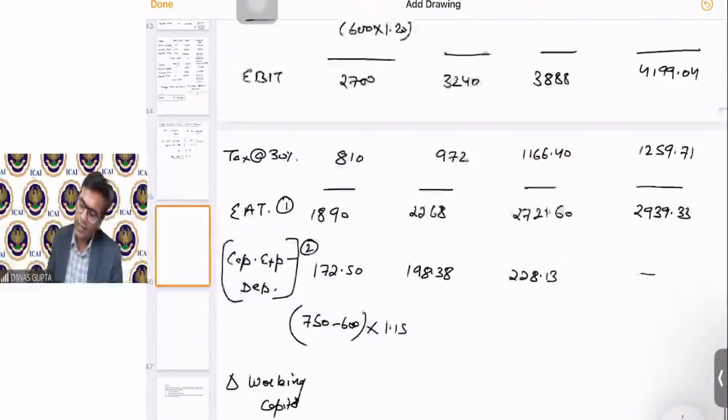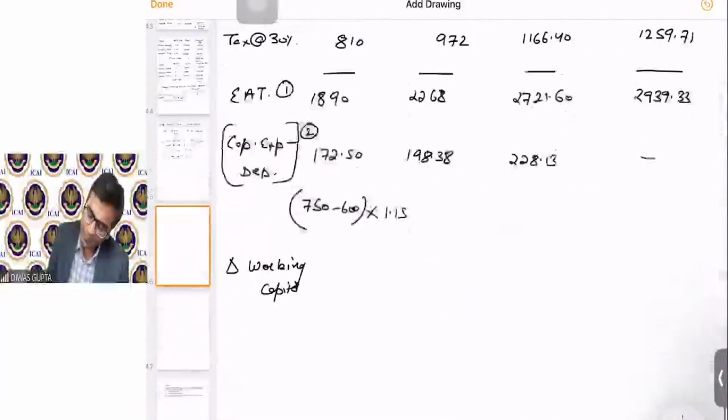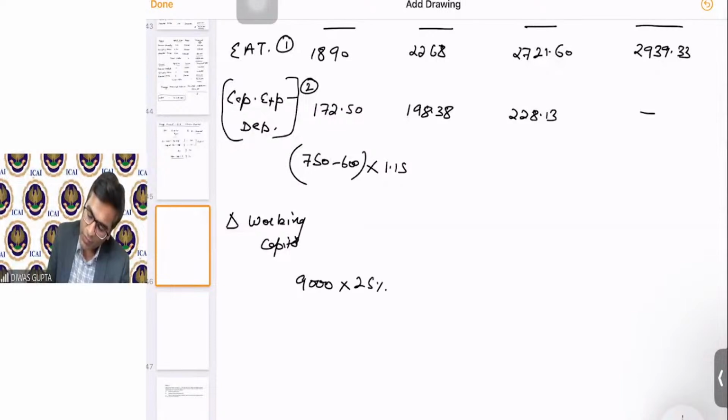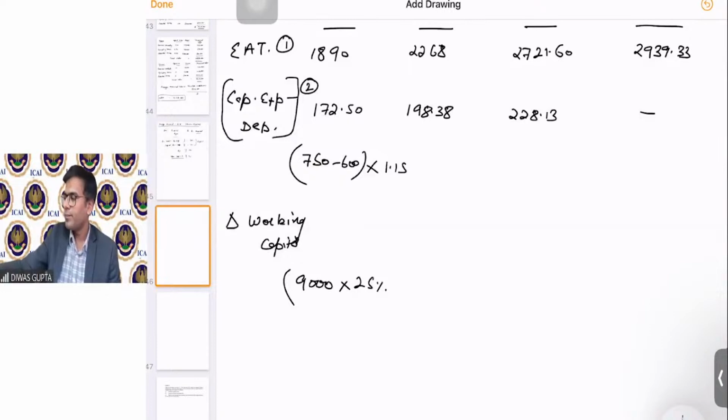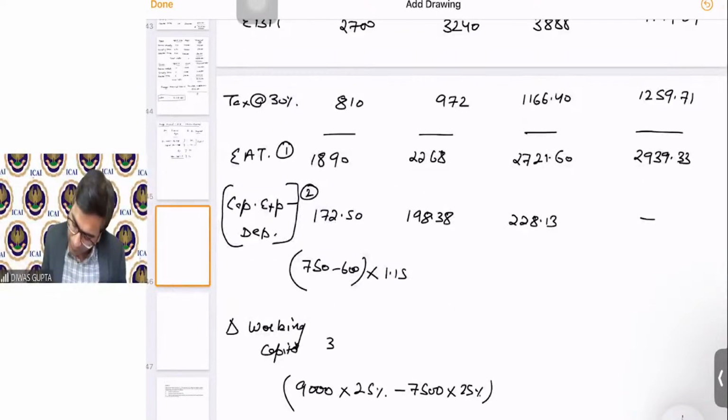How can we calculate the change in working capital? Let's take the revenue. Revenue is 9,000 into 25%, which is the working capital we have to maintain on revenue. That is what is given in the question. 25% of the revenue, minus 7,500 into 25%. So this becomes 375, students, for year one.